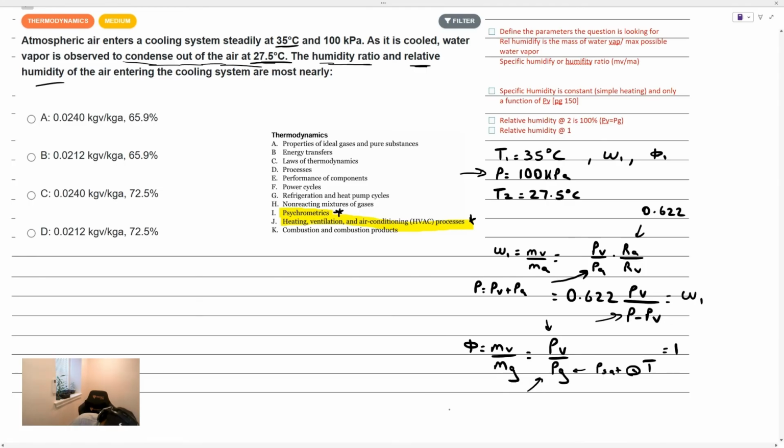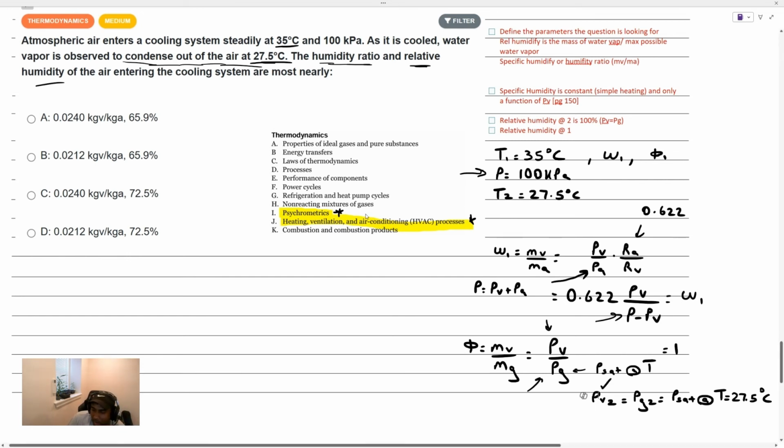If phi is equal to 1, that means that the partial pressure of the water vapor at state point 2 is equal to Pg at state point 2. That's just the saturation pressure at a temperature equal to 27.5 degrees Celsius. So we know that we can easily find that information. So we'd be able to find PV2 pretty easily. Now, how could that help us?